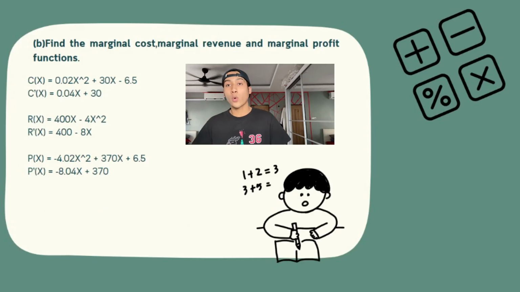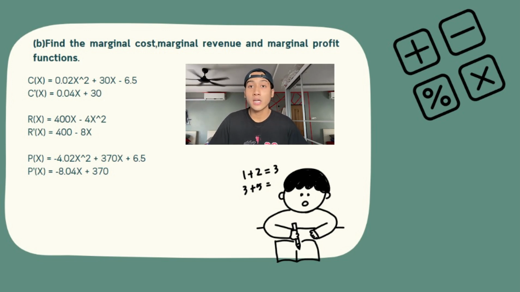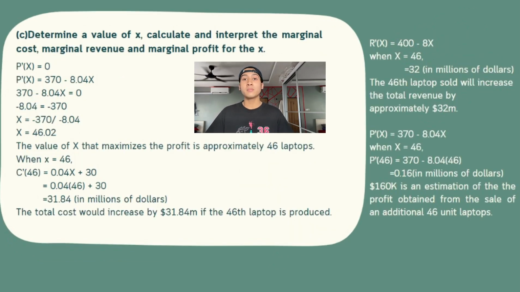Hi everyone, for question B, I just differentiate the functions that I calculated from question A. And for question C, the maximized profit, we set P'(x) equals 0 and solve for x as usual, and x is equal to 46.